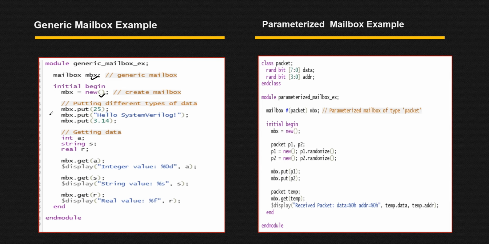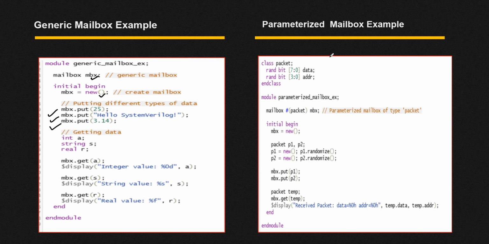In the first put, we are sending a value which is of int data type. In the second put, we are sending a value which is of string data type, and in the third one we are sending a value which is of real data type. So here you can see we are sending values of different data types by using the same mailbox, MBX only. I hope it is clear.